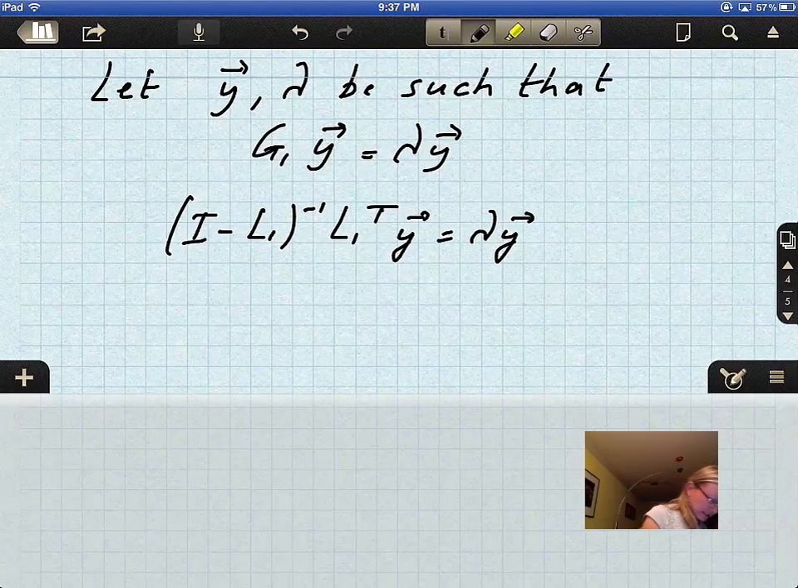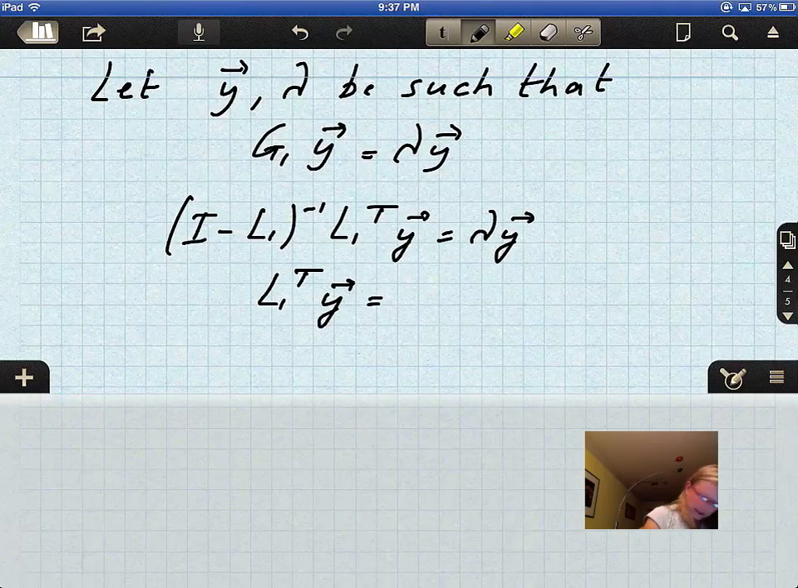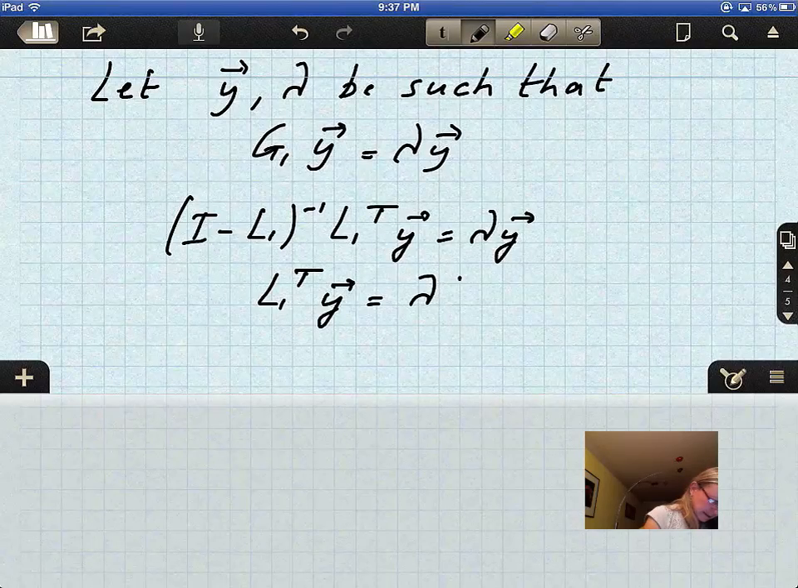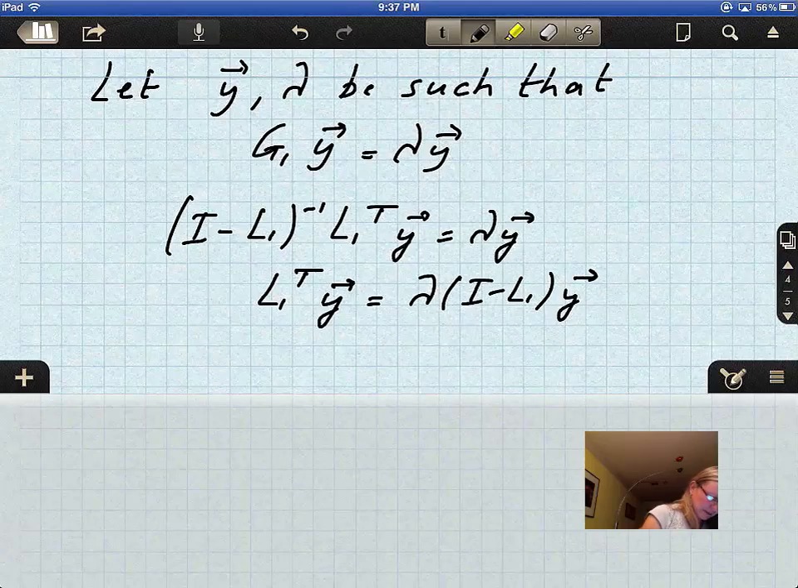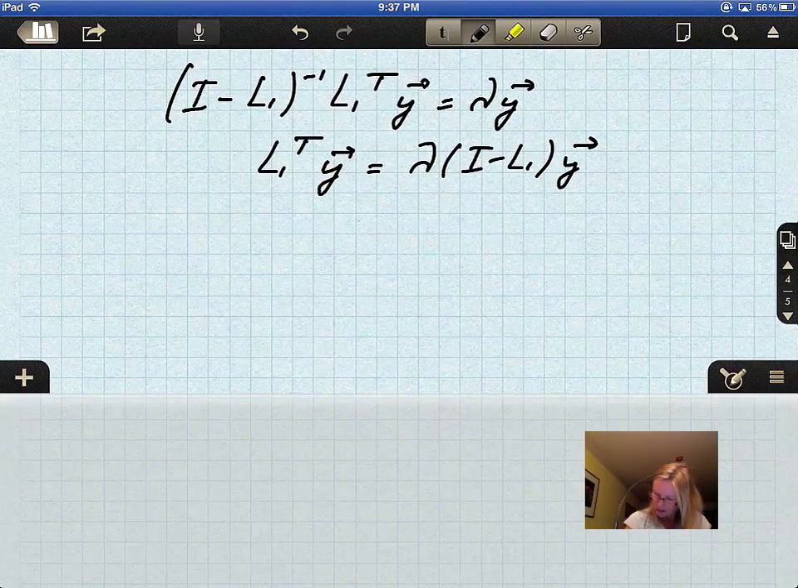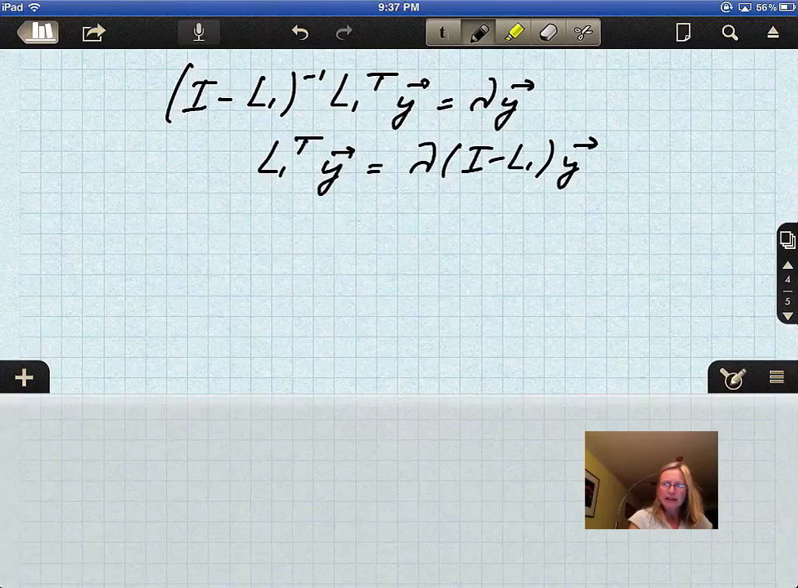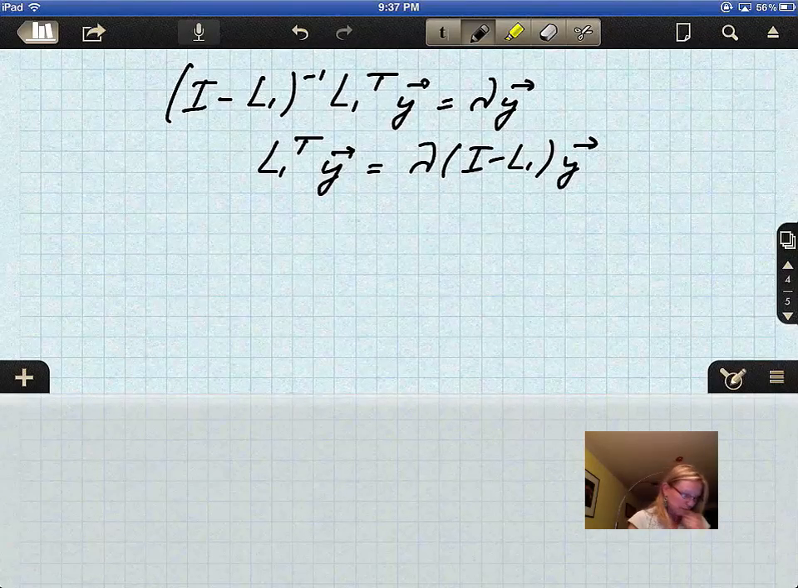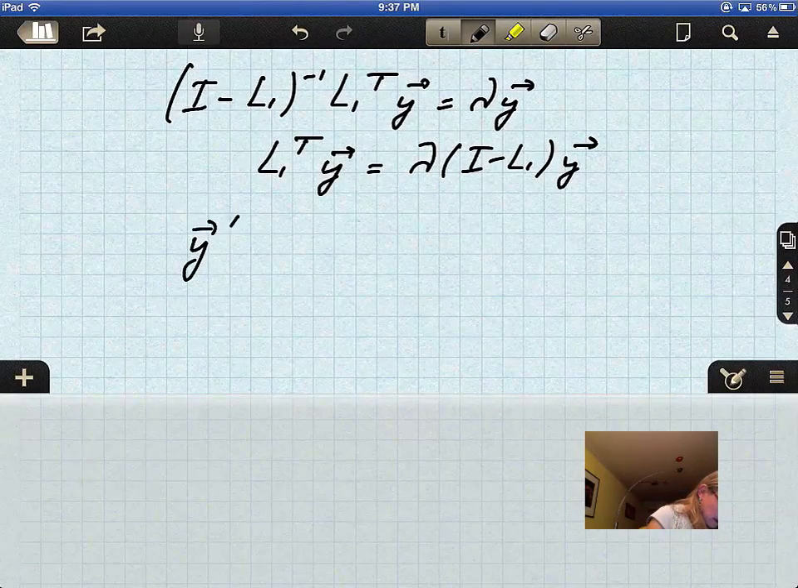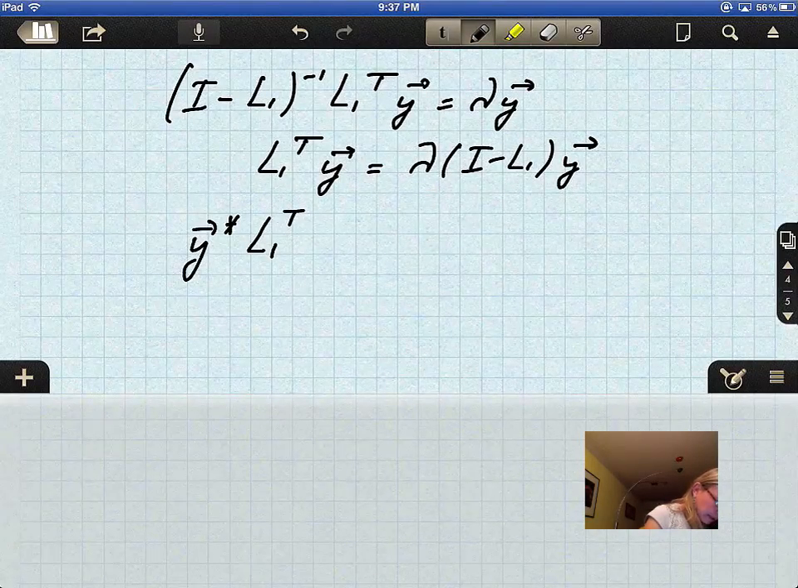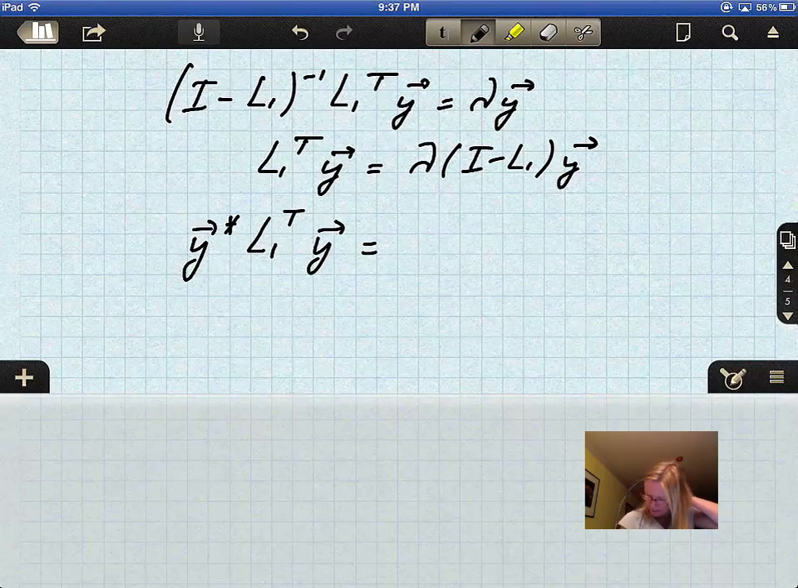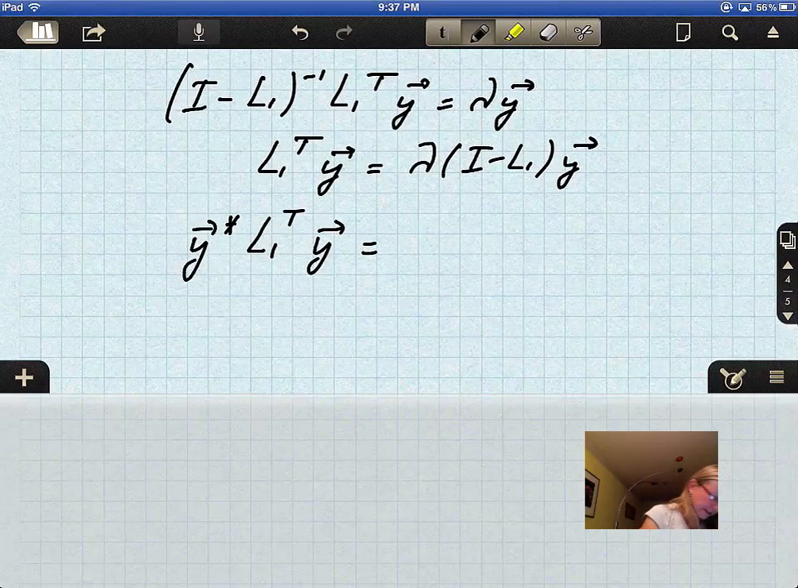Right, and that means that L1 transpose y is equal to lambda times (I minus L1) times y, like that. So now we take the inner product of this with y. We often do this when we deal with these positive definite matrices and we want to isolate lambdas. We can take these inner products, and you will see this trick very often.